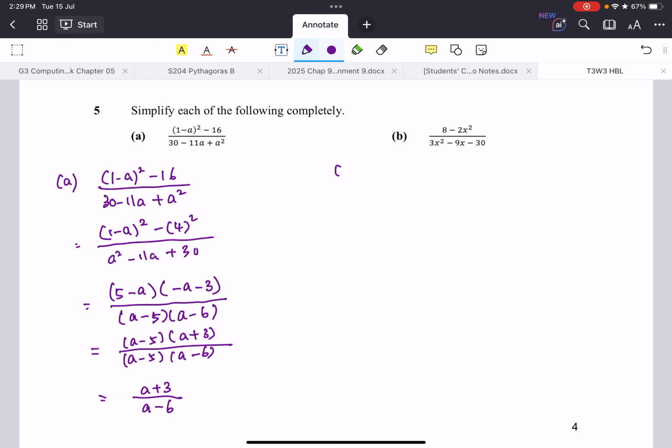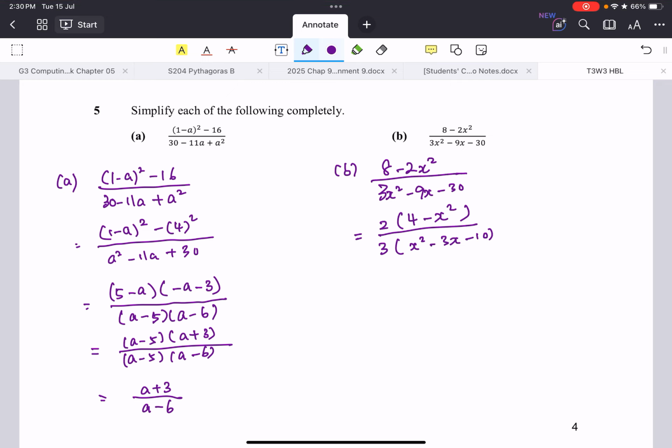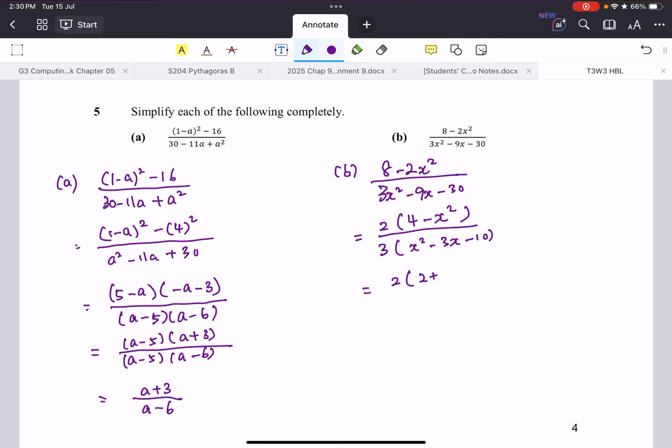Okay, we have part B, 8 minus 2x squared over 3x squared minus 9x minus 30, right? Extract out 2 first, I should get 4 minus x squared over, extract out 3, I will have x squared minus 3x minus 10. That will give us 2 squared minus x squared, right? So 2 plus x, 2 minus x over 3. Here I will have x.